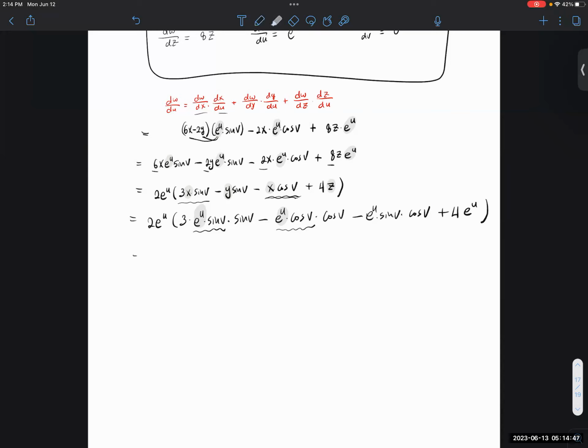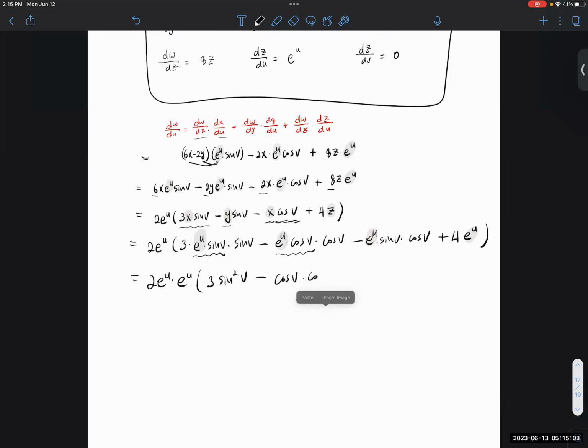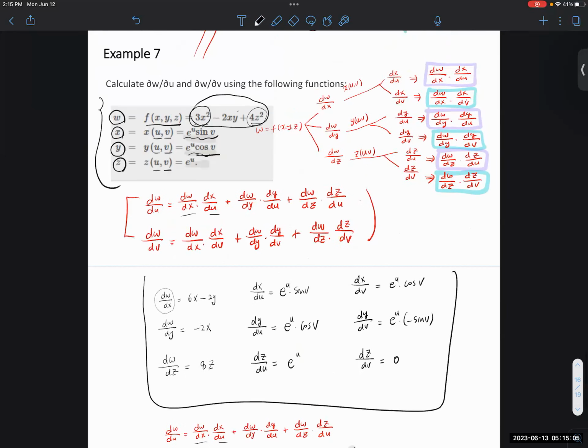Okay, that's good. So now you have e to the u anyway. Find out the common factor. So 3 sine squared v, cosine v, cosine squared. So we have a y. Y was what? Cosine v.